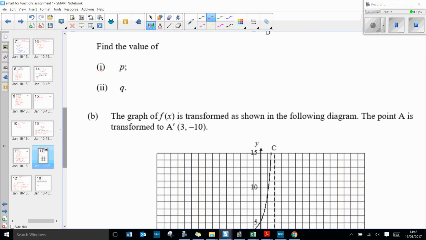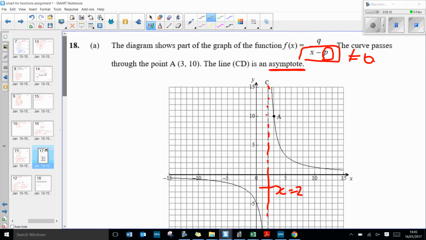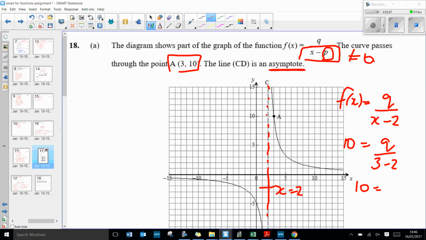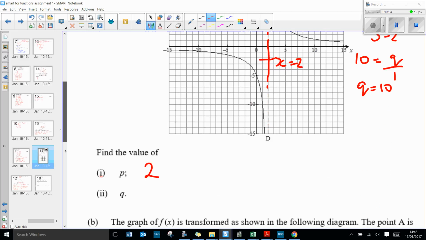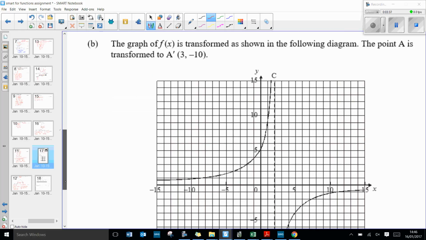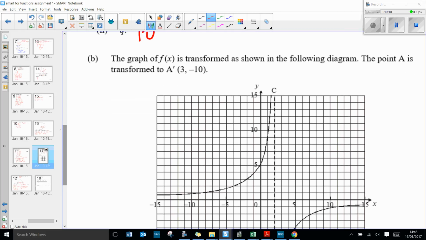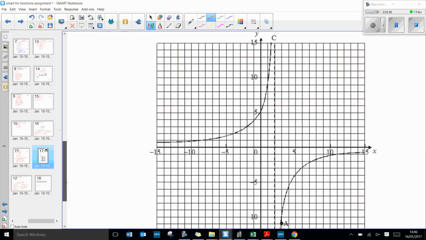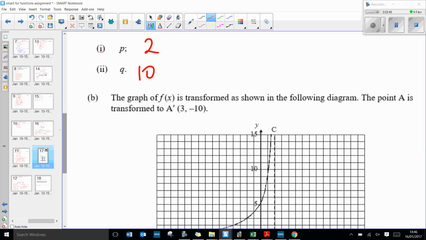We then know that our function is Q over x minus 2. Well, if it goes through the point (3, 10), we can then substitute those values into there. So 10 equals Q over 3 minus 2. 10 is Q over 1, so Q is 1 times 10, which is 10. The graph of f(x) is transformed as shown, and the point A is now at (3, negative 10). So we can see that this is a reflection, because the x coordinate hasn't changed at all, just the y. It's a reflection in the x-axis.